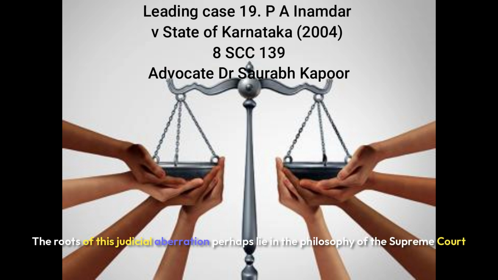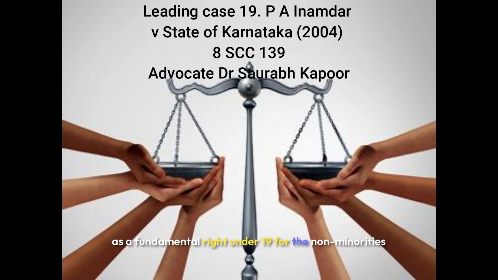The roots of this judicial aberration perhaps lie in the philosophy of the Supreme Court as it evolved in the TMA Pai judgment, which considered the right to establish and manage an educational institution as a fundamental right under Article 19 for the non-minorities and under Article 30 for the minorities. As a corollary, the Supreme Court examined whether reservation of seats in such institutions could be construed as a reasonable restriction under Article 19. In the P A Inamdar case, the bench held that such appropriation of seats cannot be held to be a regulatory measure in the interest of minority within the meaning of Article 30 or a reasonable restriction within the meaning of Article 19, a bald assertion which, in the eyes of the political class, calls for suitable legislative remedies.